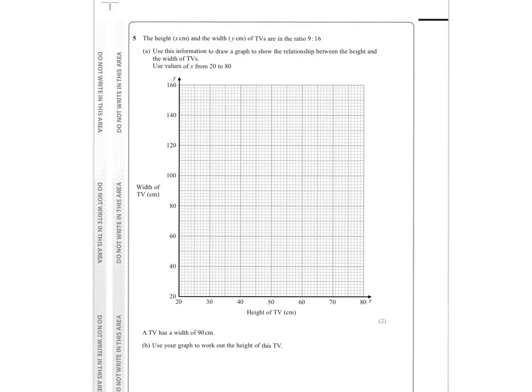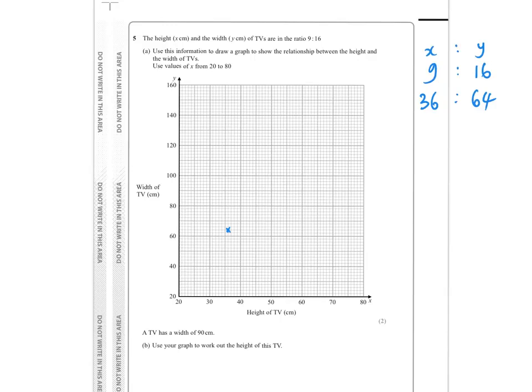I think the strange thing to watch out for with this one is that this starts at 20 here. So although we've got the ratio, and I'm going to put this as X to Y, if we went 9 on the X and 16 on the Y, that wouldn't show up on the graph. So why don't we just times both sides by 4 here, so we'd have 36 to 64, and I can definitely plot that. So 36 along, 64 up, so there.